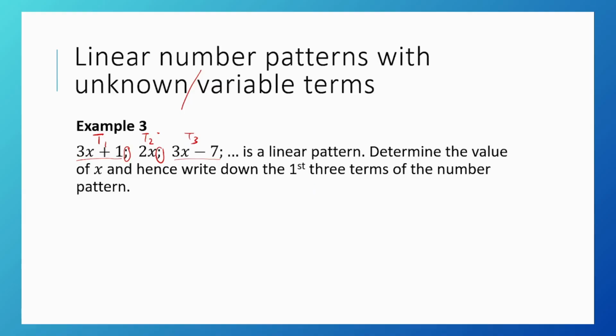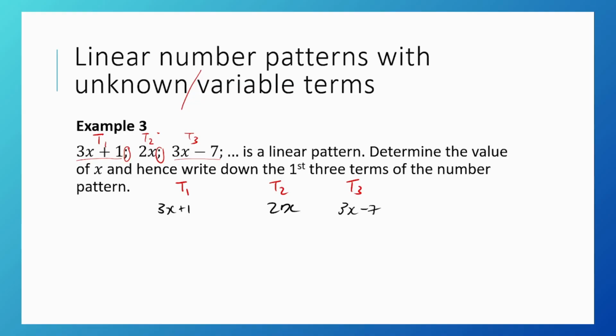When there's variables involved, they have to tell you it's linear because there's no way of you knowing it straight from there. And then because you know they are linear, you should know that a linear number pattern has a constant difference. Okay. So determine the value of x and hence write down the first 3 terms of the number pattern. So I just quickly rewrote the terms with more space in between so we can see it a little bit better. And then we know that it has a constant difference.